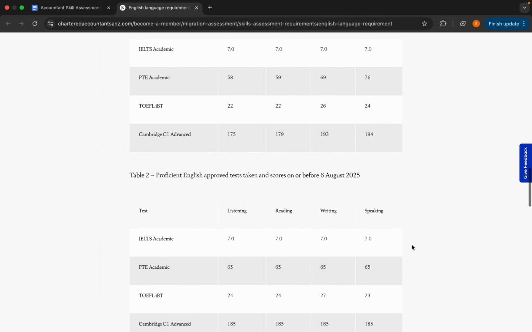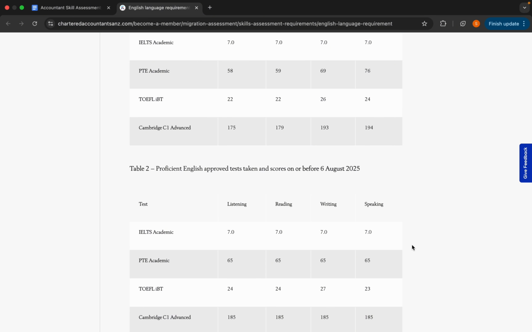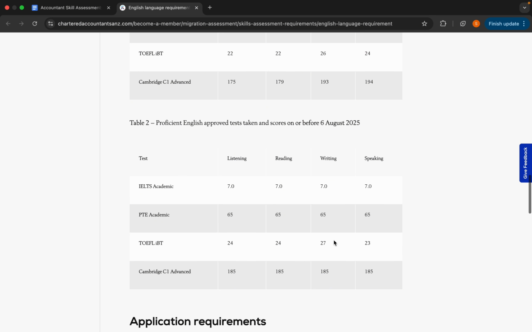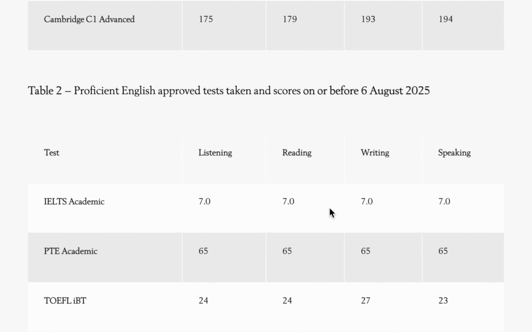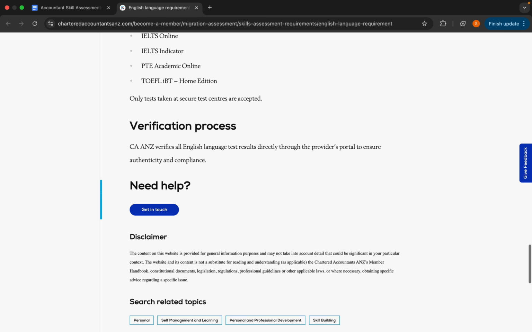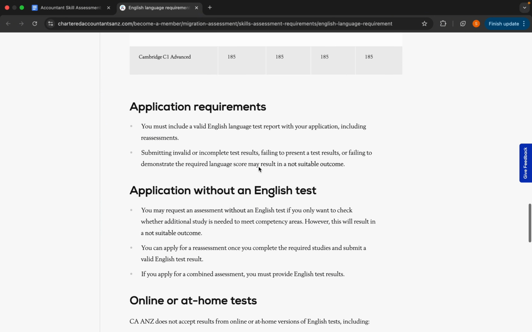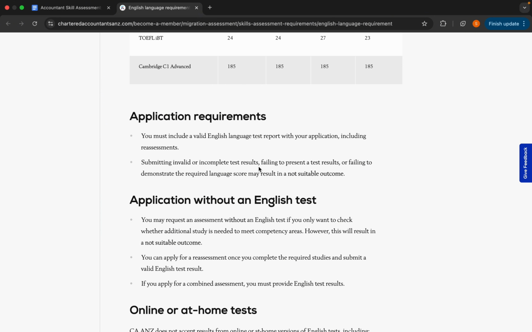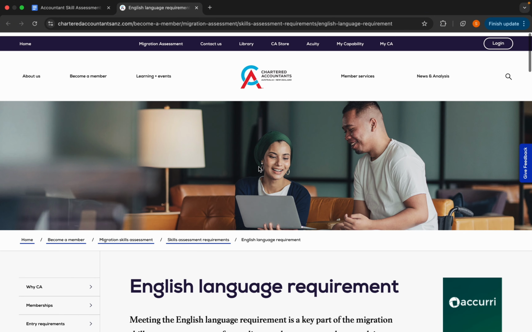And if you have taken the English test before 6 August, then for PTE Academic you need 65 each, and for IELTS 7 each. As for online or at-home tests, CAANZ does not accept a result from an online or at-home version of an English test, including all of these. You can just see this, or I will give you the link for each of these requirements in the video description. Okay, so this is the English requirement.